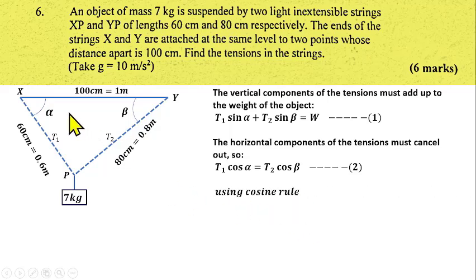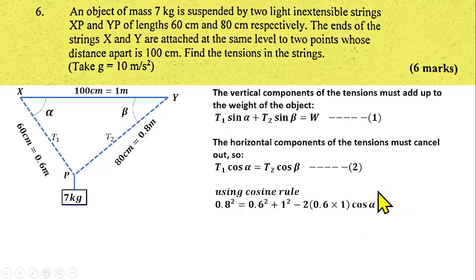Using cosine rule, you can find the value of this angle alpha and beta as well. So using cosine rule, we have 0.8 squared, which is the side facing the angle alpha, equals the sum of the squares of the remaining 2 sides, which is this and this. So 0.6 squared plus 1 squared, minus 2 multiplied by 0.6 times 1 cos alpha, if you remember cosine rule very well.